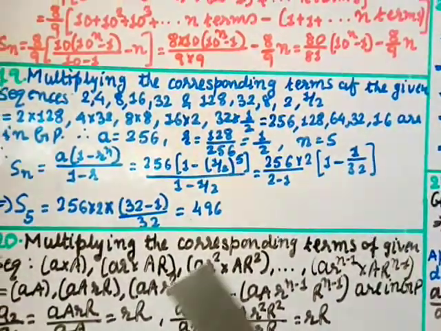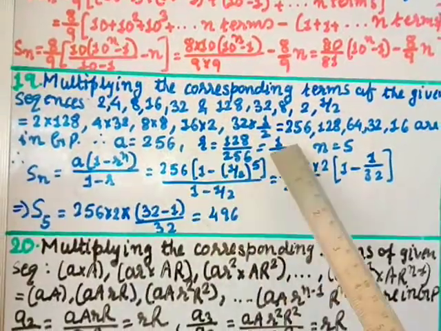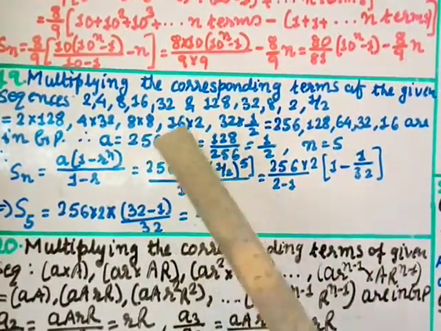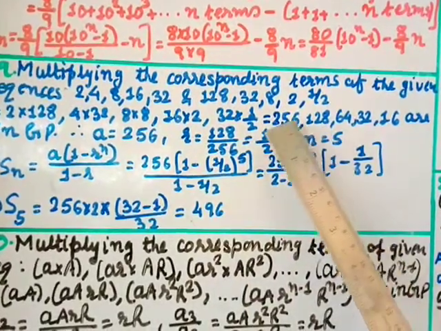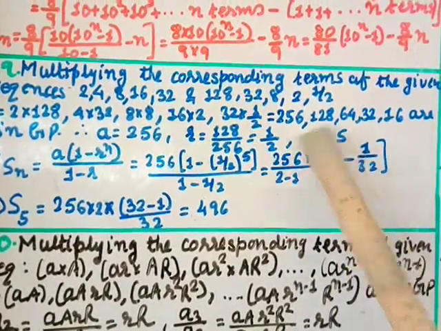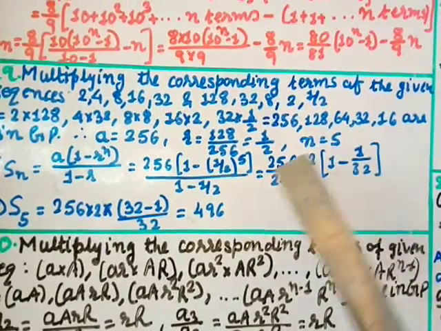So this also is in GP. Therefore, the first term here is 256. Okay, this is your A, 256, and the ratio equal to 128 divided by 256. This division is 1 by 2, and the number of terms is 1, 2, 3, 4, 5. So n equal to 5.